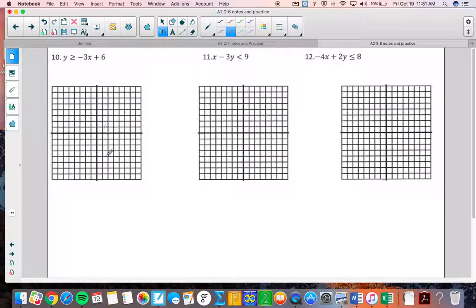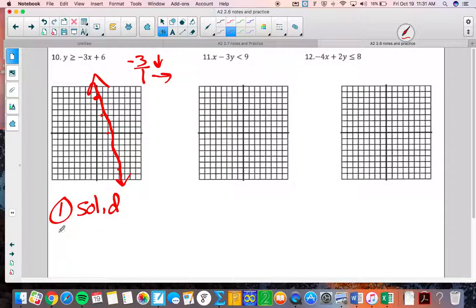Number 10 is already in slope-intercept form. Y-intercept is 6. Slope is negative 3 over 1, so you drop 3 and go right 1. Down 3, right 1, down 3, right 1. And it would be a solid line. Whoa, good thing I can see the dots, so I know where the line's supposed to be.